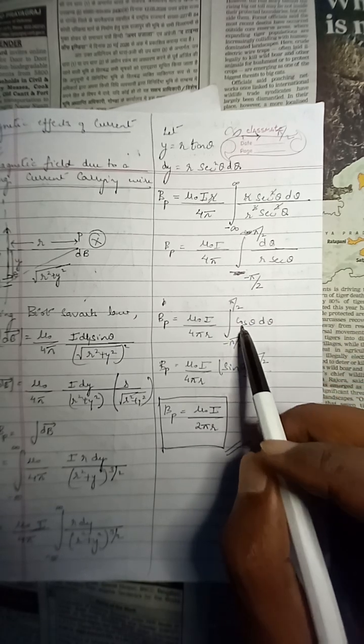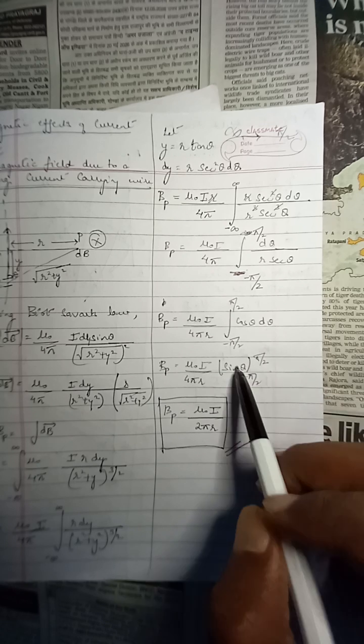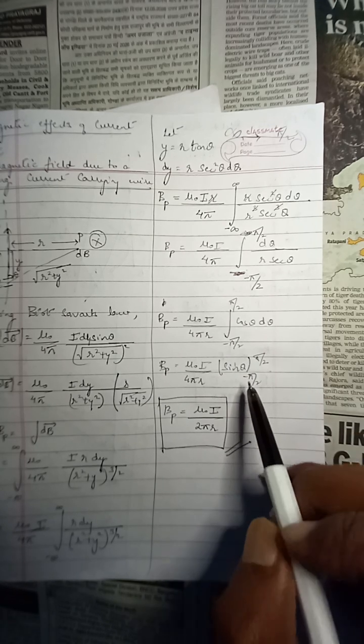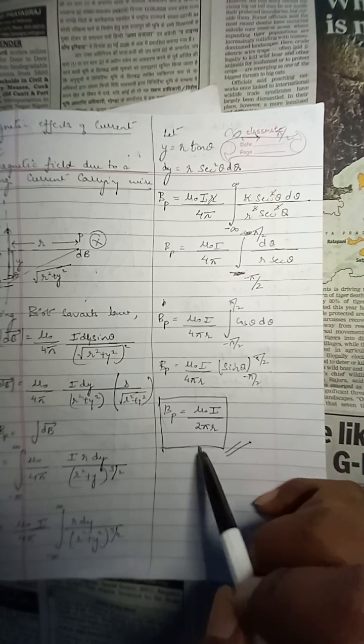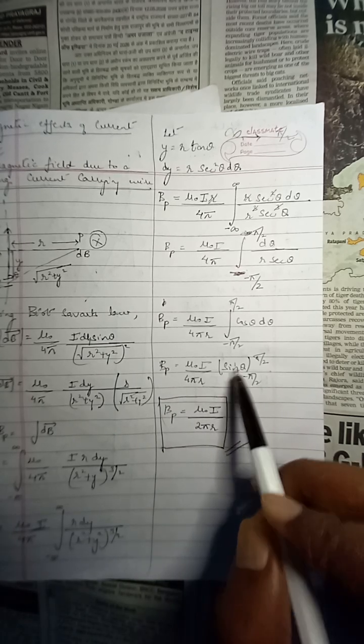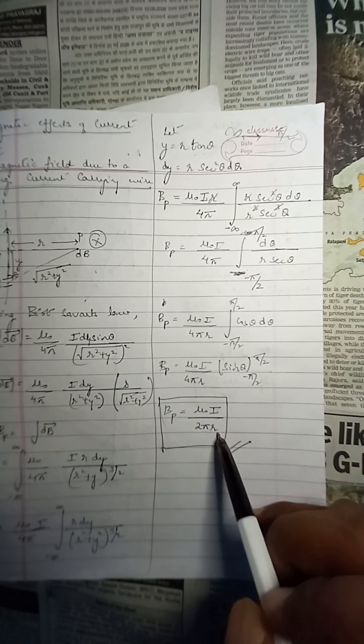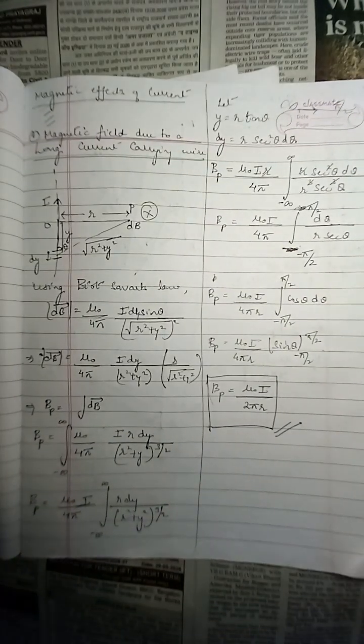It gets cos theta d theta, the integration is sin theta, again with limits minus pi by 2 to pi by 2. Hope you can all understand this is nothing but 2, so the result is mu naught I upon 2 pi r. This is one of the most important derivations, and on the basis of this, direct numericals are always asked in the CBSE examination. Thank you.